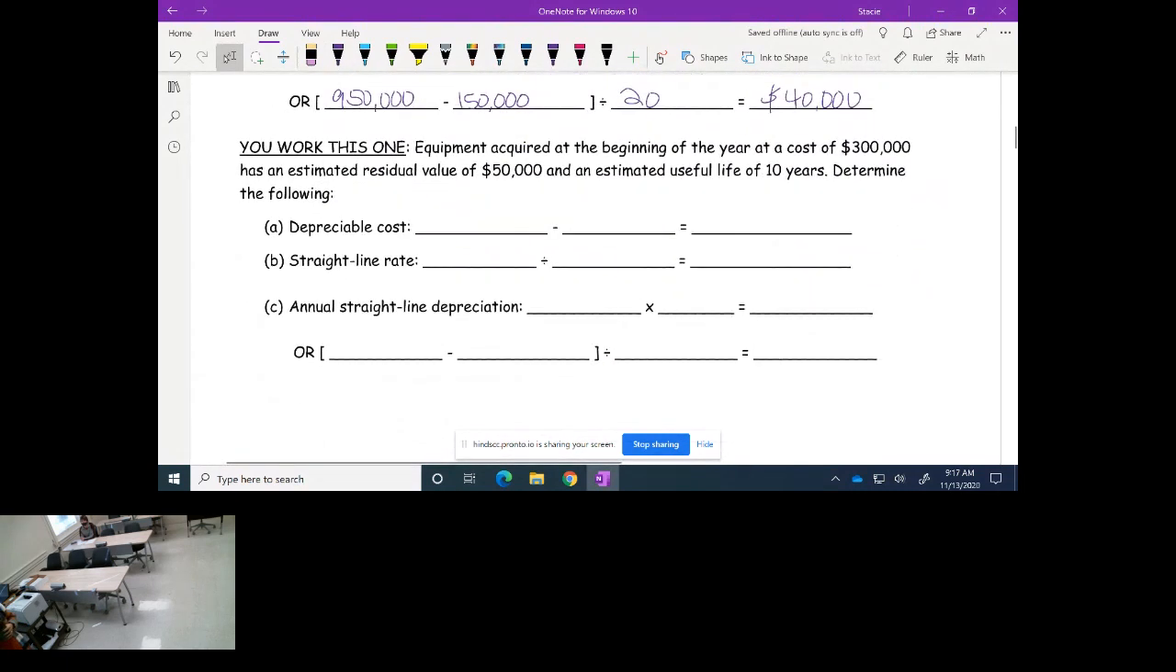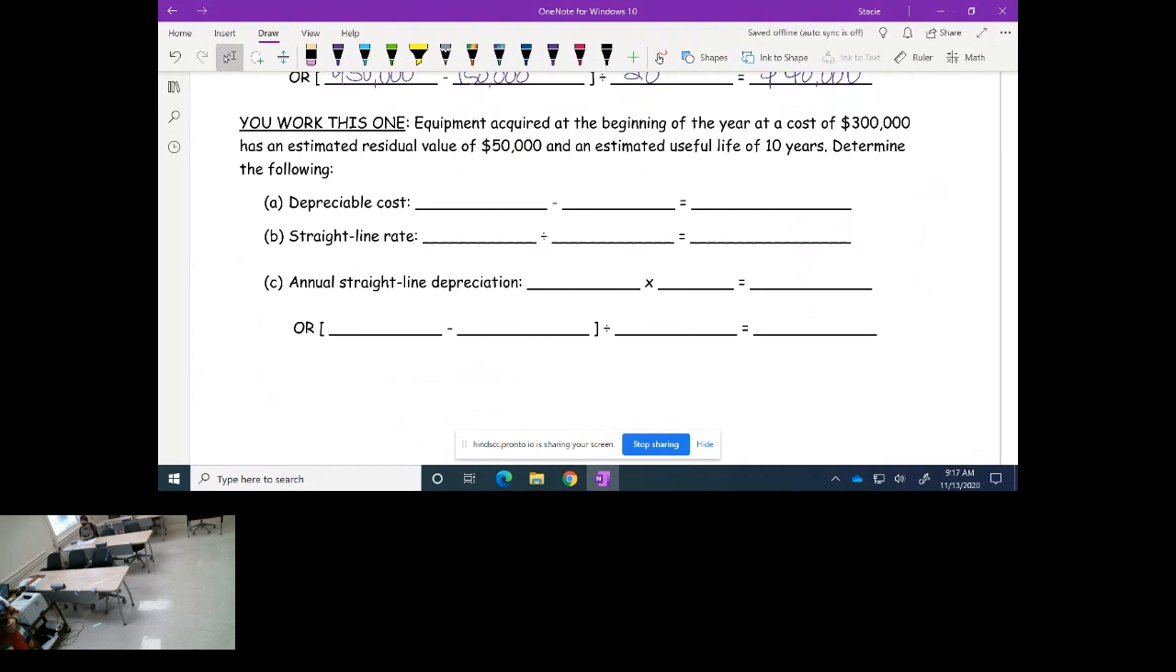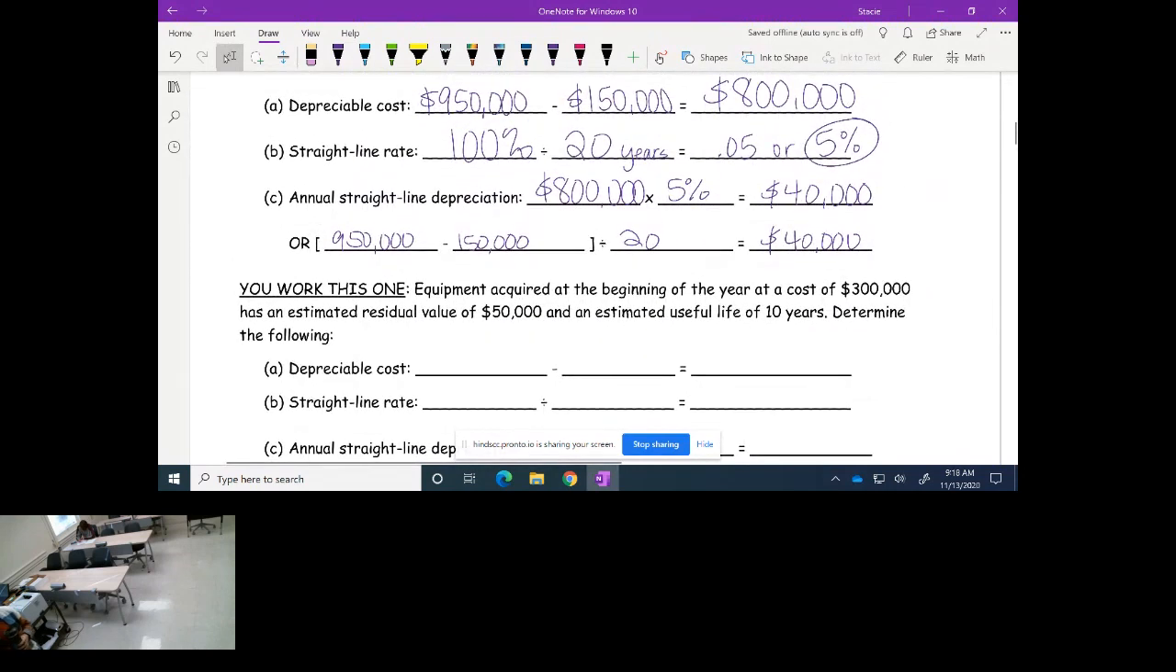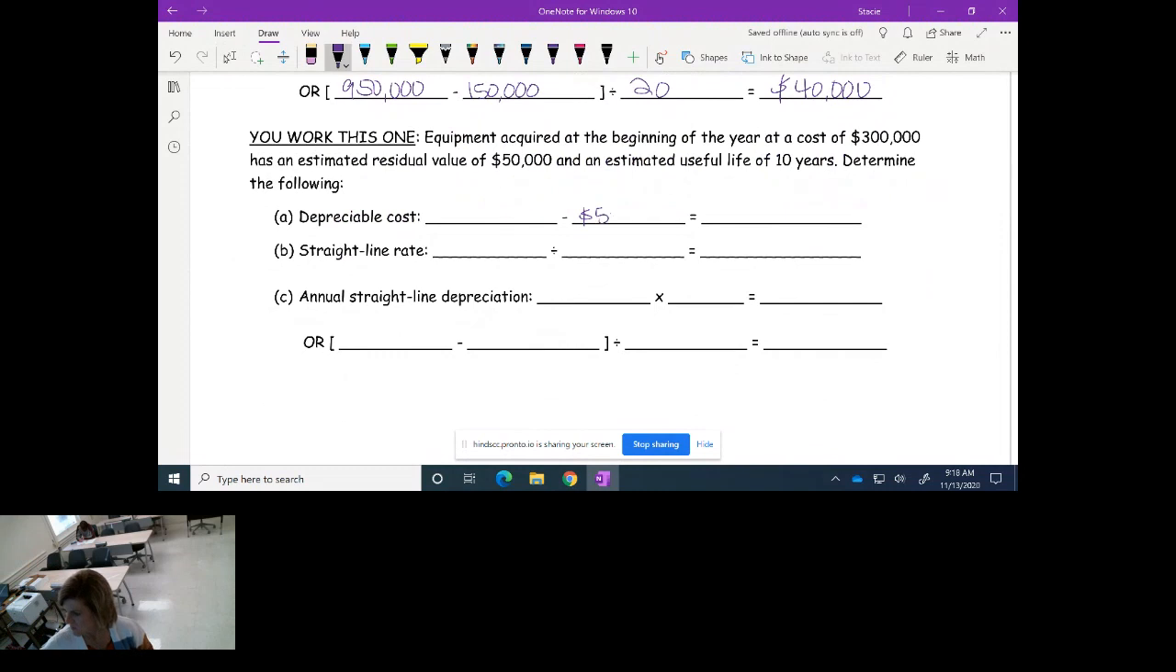Okay, so here's one you work. So depreciable cost, how will we get that? Looking at that last one. Subtract the residual value from the cost of the equipment or building. Yeah. So we're going to take our original cost or our purchase price, we're going to subtract out that residual value amount, and we get $250. Okay, so we're trying to figure out what rate we're going to use. We would take our 100%, which would be all of the depreciation, and we would divide it by the number of years, which is 10.